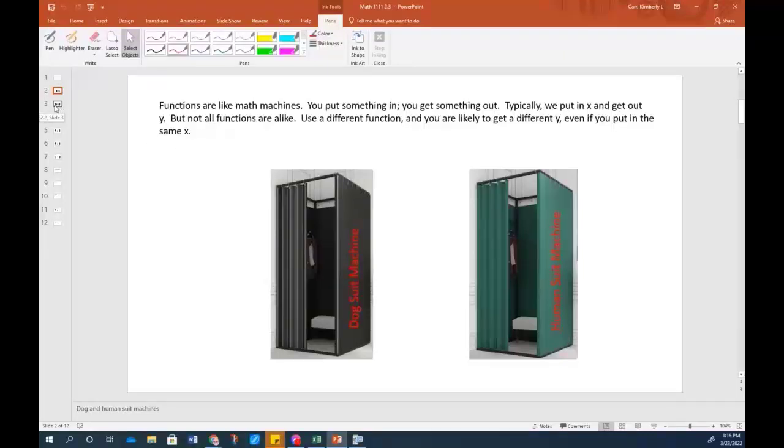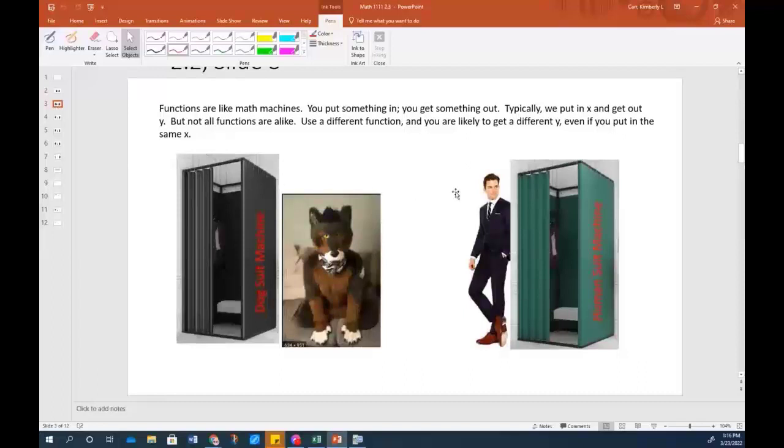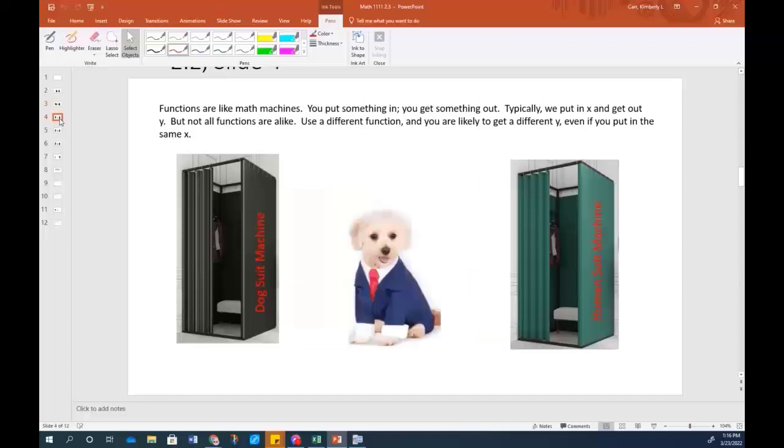And to just kind of illustrate this along the way, we'll click through a few slides. If you put a man into each of these machines, in the one you're going to get a man in a dog suit, but in the other one you get a man in a man suit. Okay, so it's not the same thing, even though we had the same X to put in. Now, you could end up putting a dog into the man suit machine. We might get the same suit, but it's going to look entirely different.